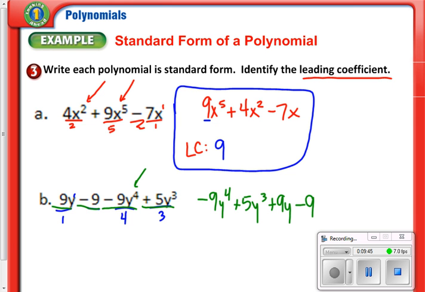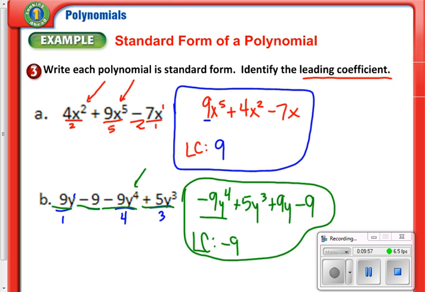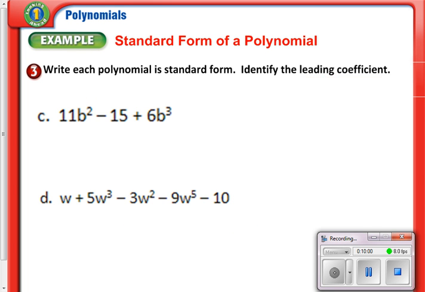Your leading coefficient is negative 9. Remember, it is the coefficient of the highest degree there, so there's that negative 9. And here's our answer in B. C and D, I want you to go ahead and work through. Why don't you go ahead, pause the video right now and try to work through them.